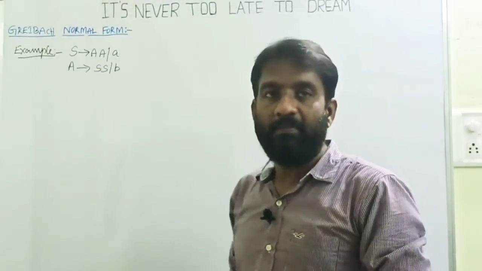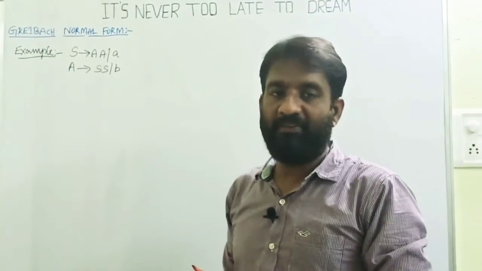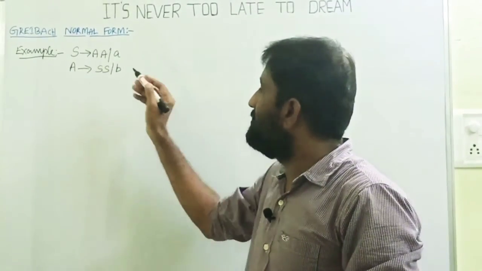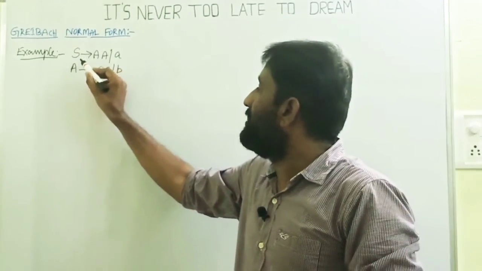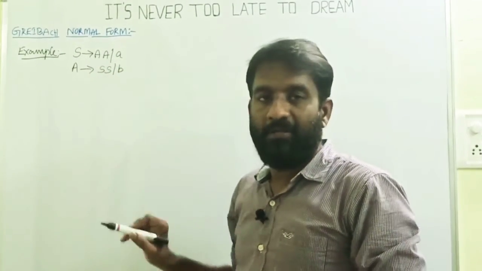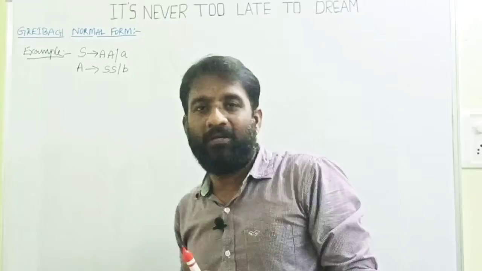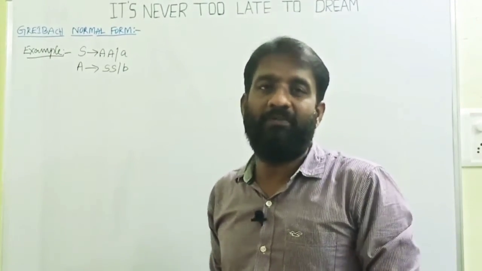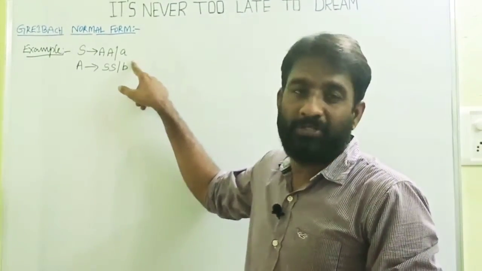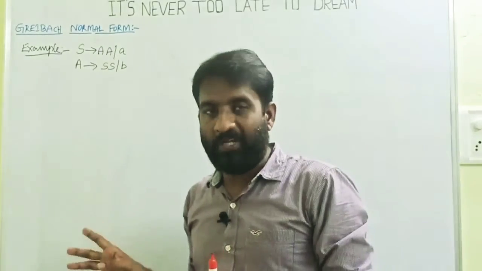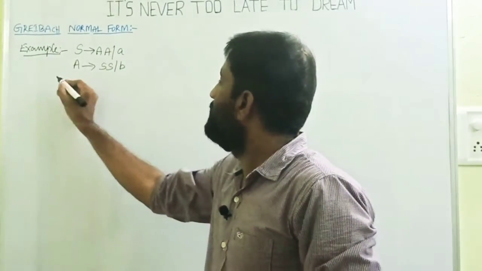As you know, first step, first simplify the grammar. Simplification means first identify if there are any useless variables. S generates A, A generates B. A is reachable to S. The grammar does not contain any useless variables. No unit productions, no epsilon productions. So the given grammar is already in a simplified form.